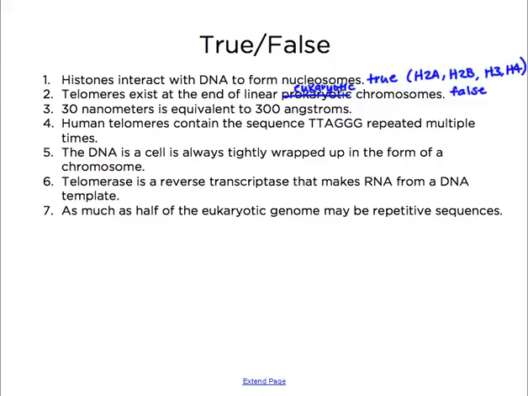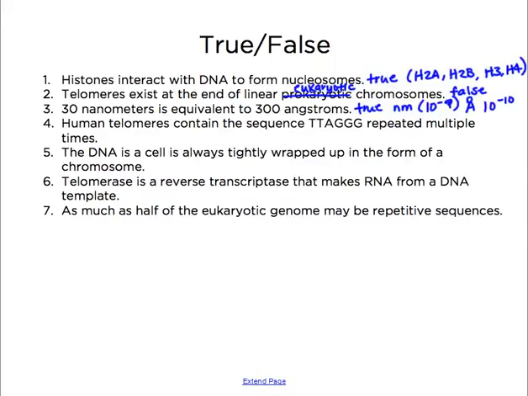Okay, number 3. 30 nanometers is equivalent to 300 angstroms. So this is true, and nanometers are 10 to the negative 9th, whereas angstroms, which is this symbol here, is 10 to the negative 10th. So 30 nanometers is equivalent to 300 angstroms. And that's important because some professors like to give things in nanometers and others like to give them in angstroms. So it's important to know how to go between the two.